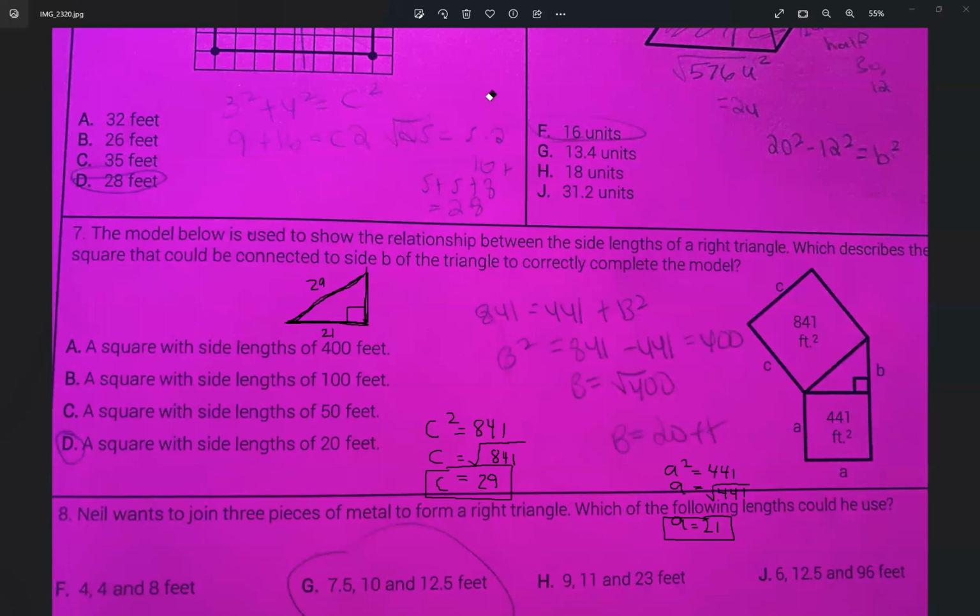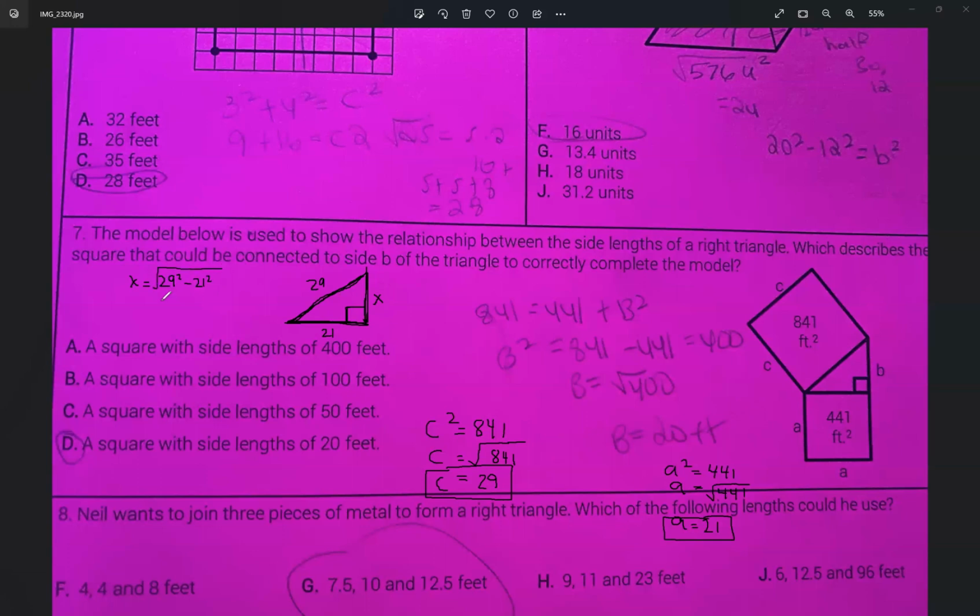29 squared plus 21 squared. Well, remember they gave you the hypotenuse. The hypotenuse is the 29. So subtract. Let this be x. So what's x? X equals 29 squared minus the other leg, minus 21 squared, root of that.